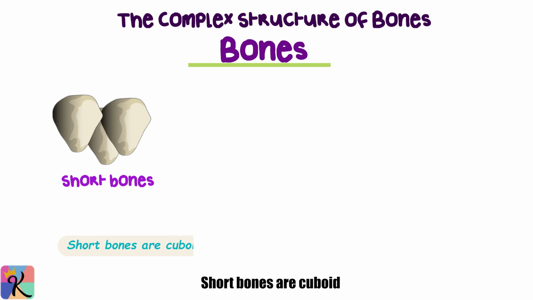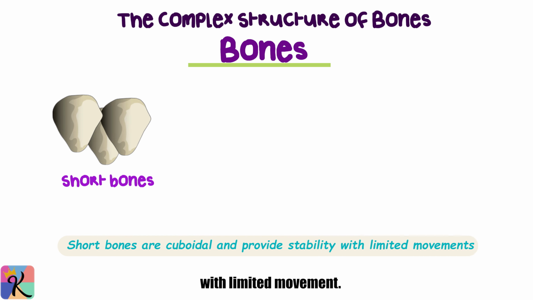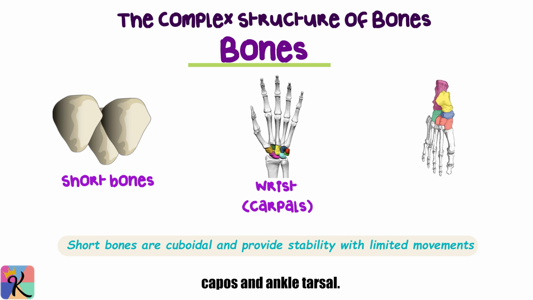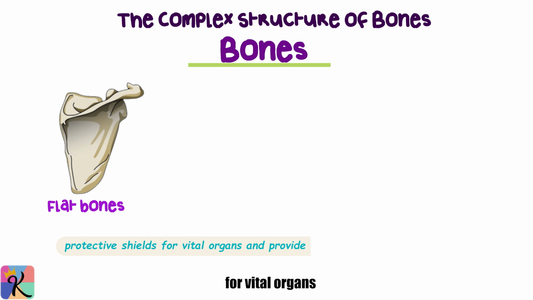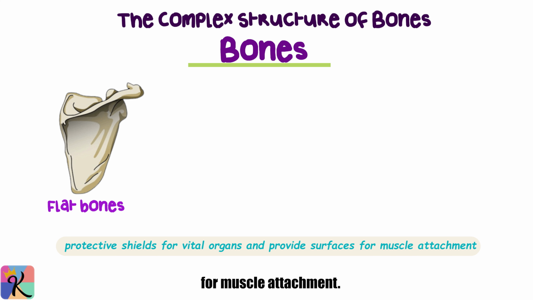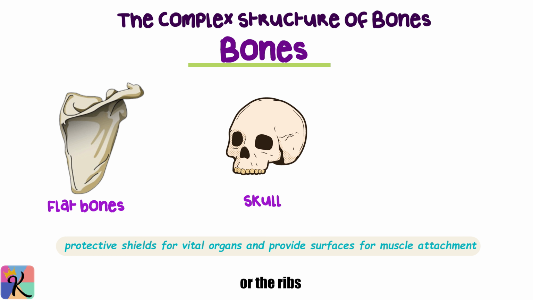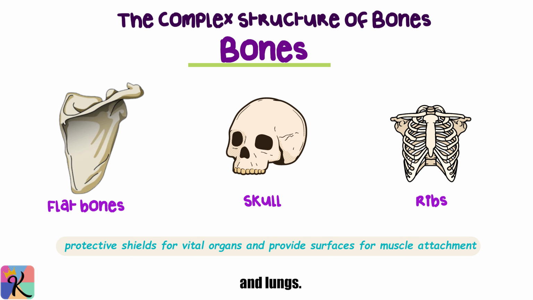Short bones are cuboidal and provide stability with limited movement. They're found in areas like the wrist, carpals, and ankle, tarsals. Flat bones serve as protective shields for vital organs and provide surfaces for muscle attachment. Think of the skull protecting the brain, or the ribs safeguarding the heart and lungs.